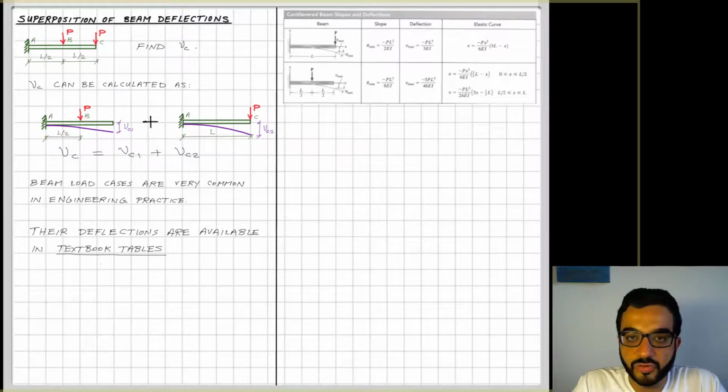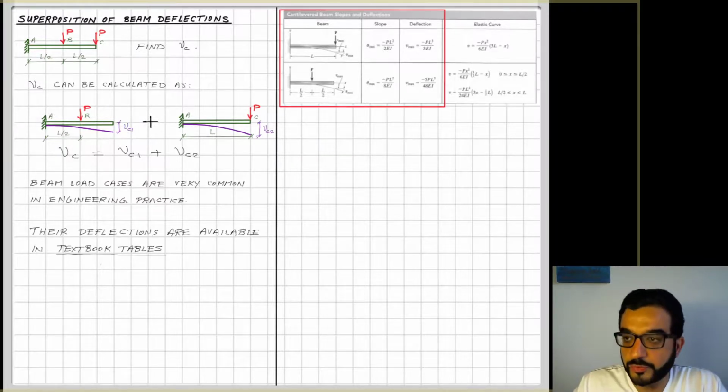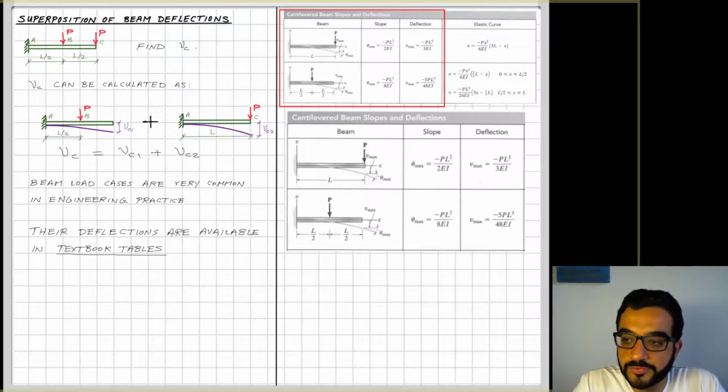The second column gives you the maximum slope that happens in the beam, and the third column gives you the maximum deflection that happens in the beam and the value for it. And the first column shows you where this maximum deflection happens. So for a cantilever beam, of course, it makes sense that the maximum deflection will happen at the tip of the beam. And then the fourth column here is the elastic curve of this beam. It gives you a reference, but mostly these tables are used for the first three columns. So you look at the first column, compare it and match it to the load case that you have in the design problem.